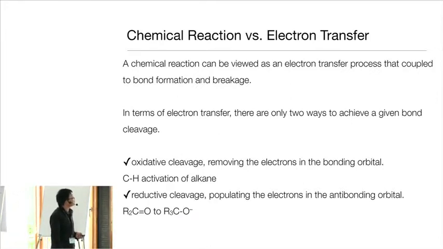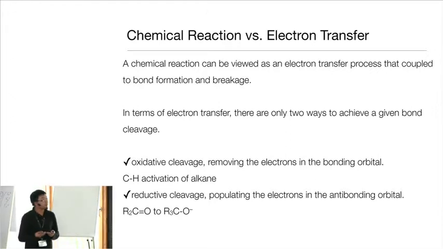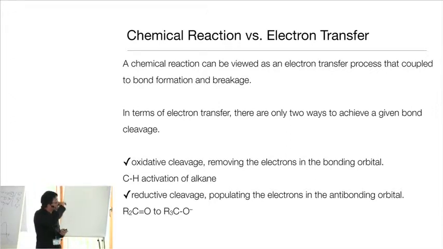I assume that a chemical reaction can be seen as an electron transfer process coupled with bond formation and breakage. It's simply the electron transfer process. And in terms of this kind of electron transfer process, there are only two ways to cleave a bond.